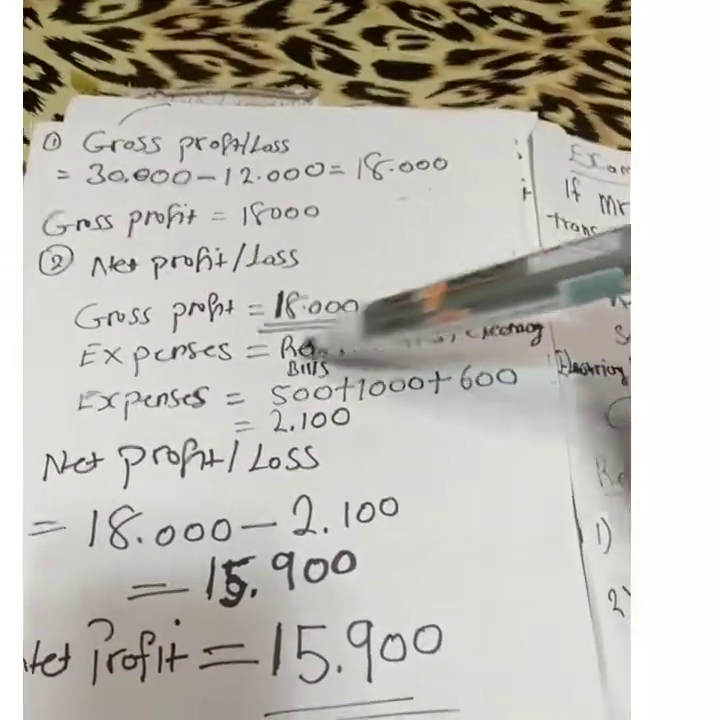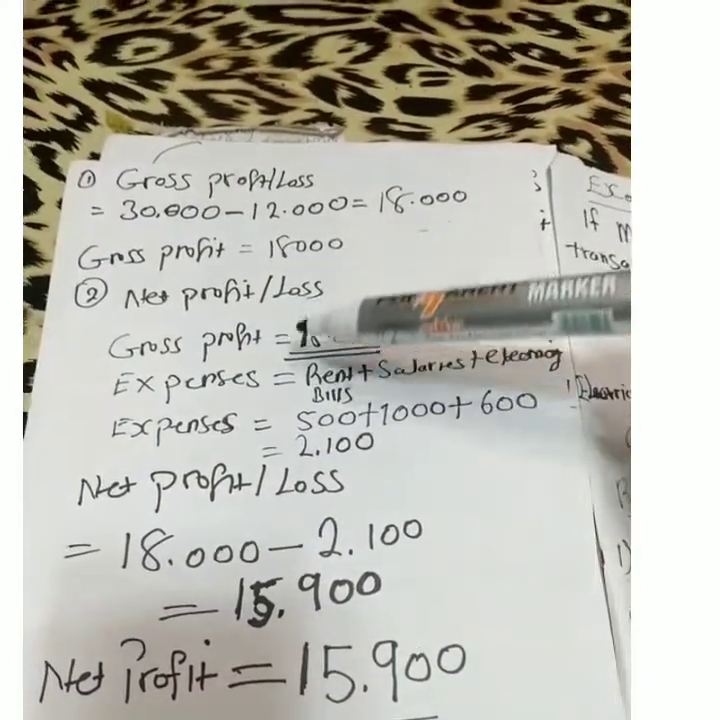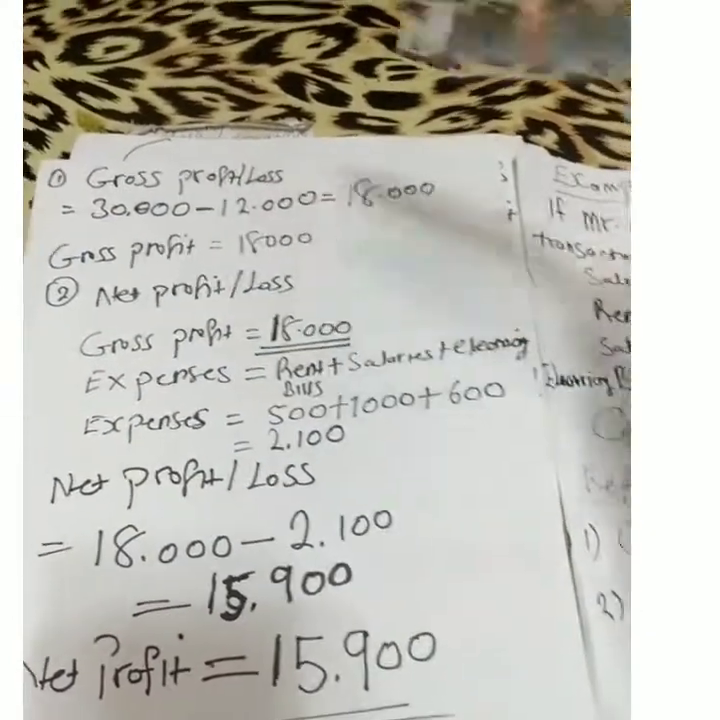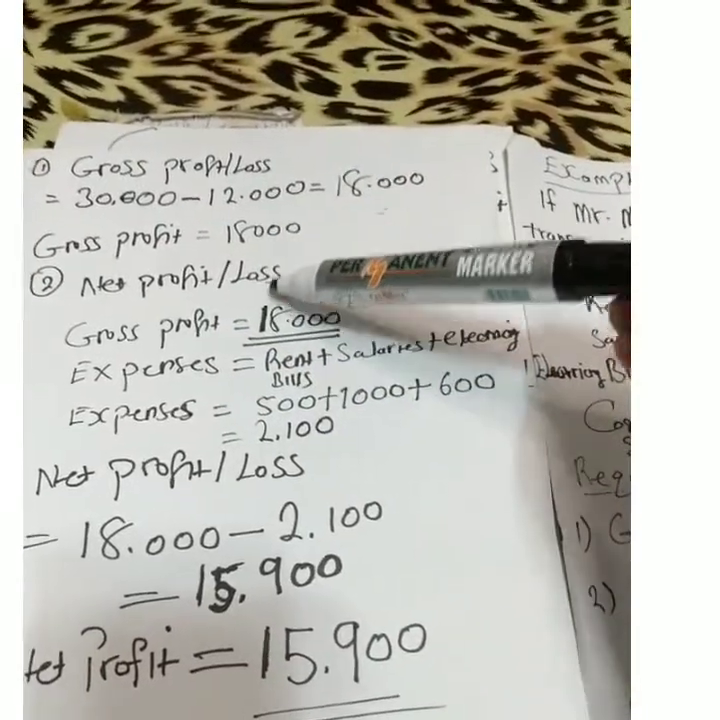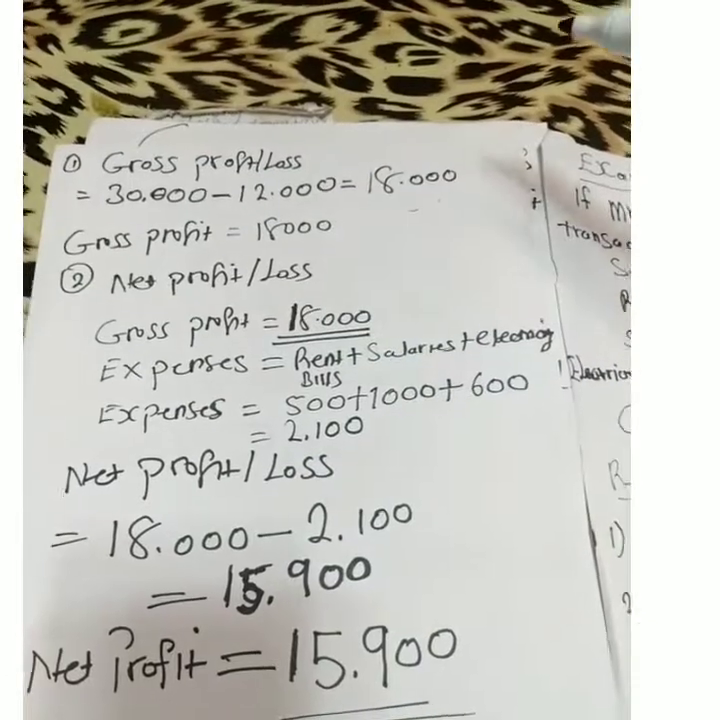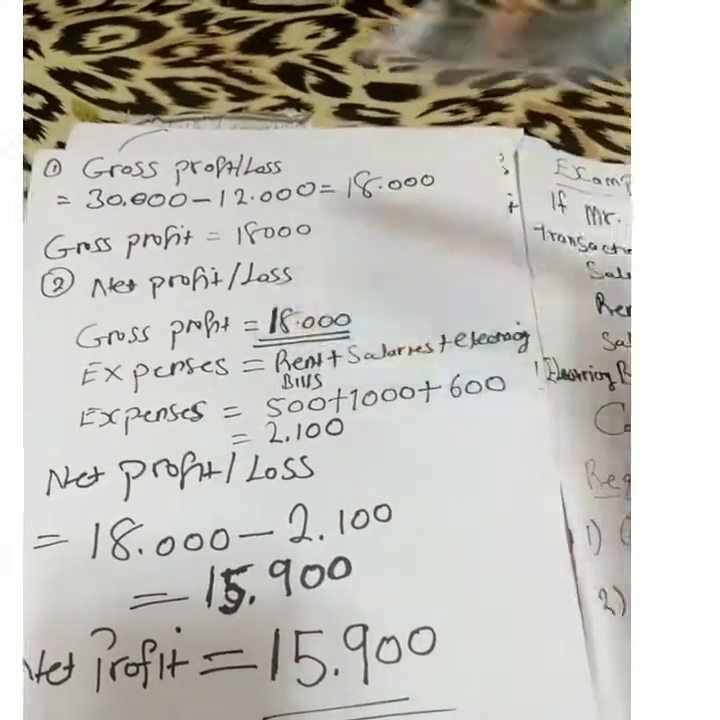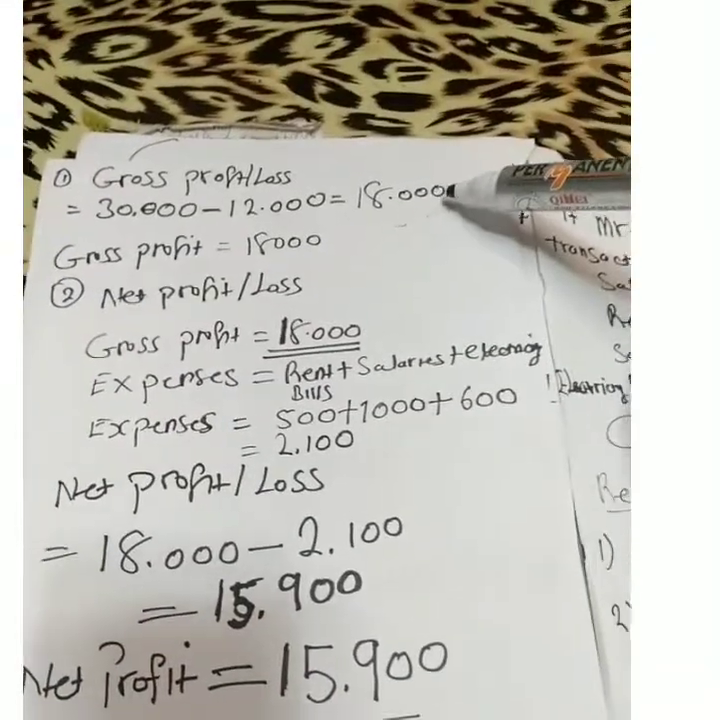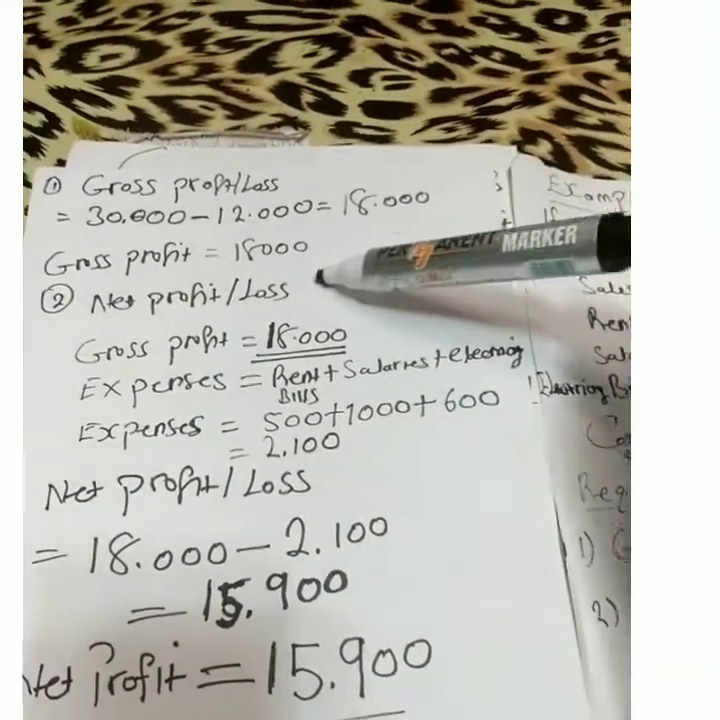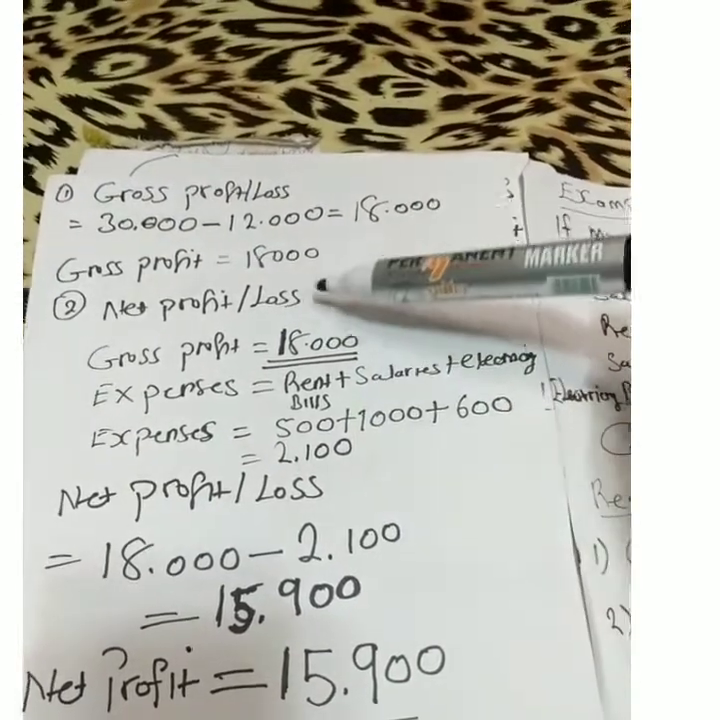Okay, so our second problem we have to solve is we are looking at the net profit or net loss. We all know that to calculate net profit or net loss, it is gross profit minus expenses, right? Gross profit minus expenses. Now let's look. We already have our gross profit up here, which is $18,000. So we already have our gross profit.